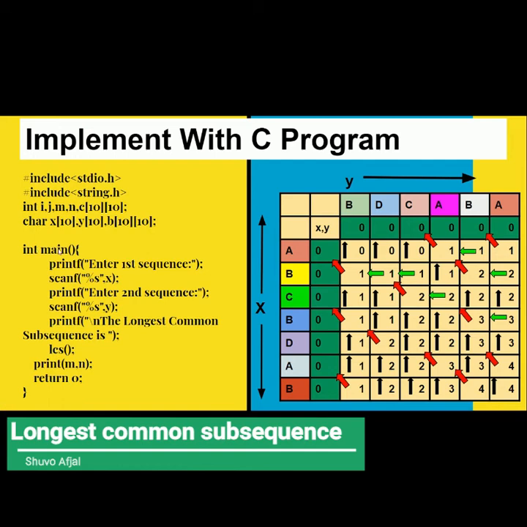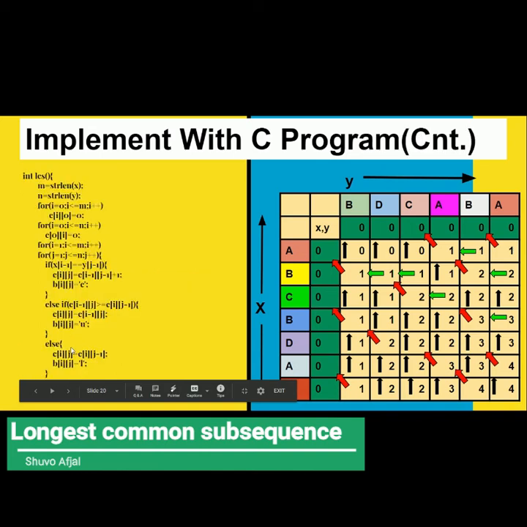Now we make the main function. In the main function, first we print a sentence, then we get characters from the user, again we print a sentence and get characters from the user, then we print a sentence. Now we call the function LCS.